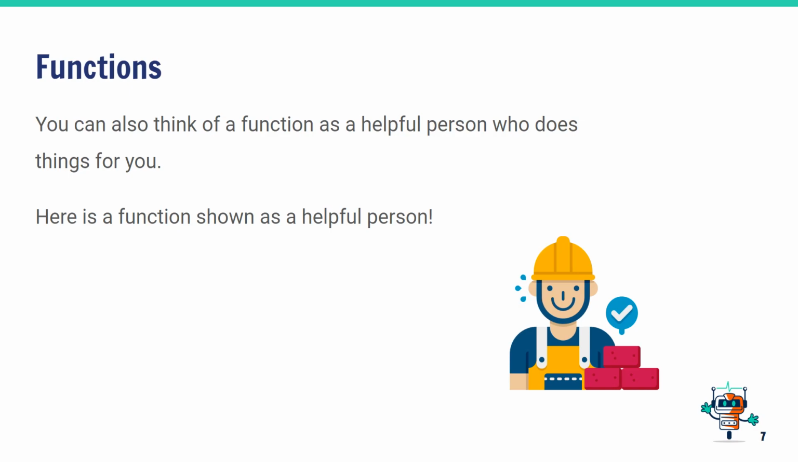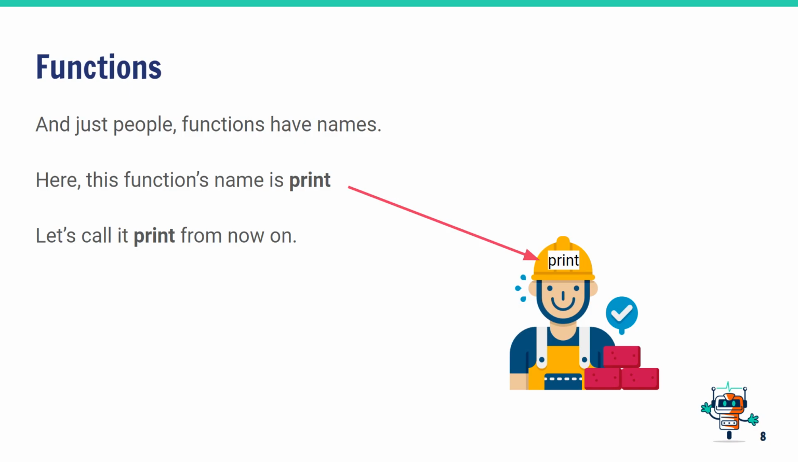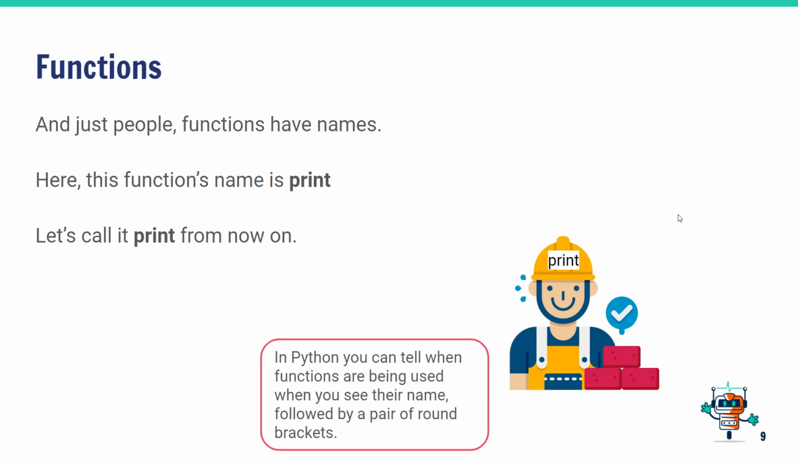Here is a function shown as a helpful person. And just like people, functions have names. So this person's name here is print, which is the name of the function that we also know. So let's call it print from now on. In Python, you can tell when functions are being used when you see their name followed by a pair of round brackets. So you may remember when we used print earlier, we always followed it with some brackets.